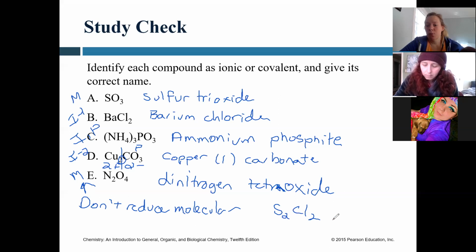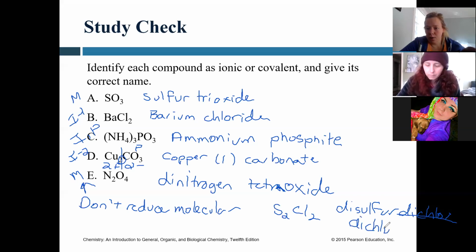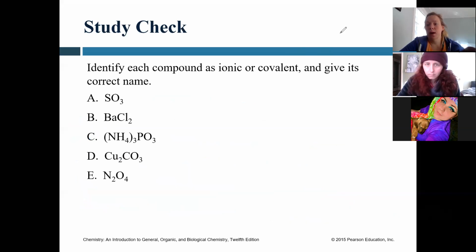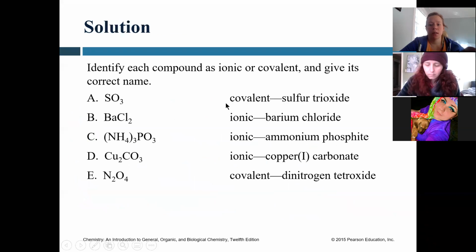So if you have something like this, we wouldn't reduce that down to 1 and 1. We would actually still call this thing disulfur dichloride. Disulfur dichloride. All right, so don't reduce molecular. So I think the hardest thing is not the rules themselves and the processes themselves, but it's this step right here. When it's all jumbled together, what do I use when and where? So just make sure you're identifying each thing correctly.